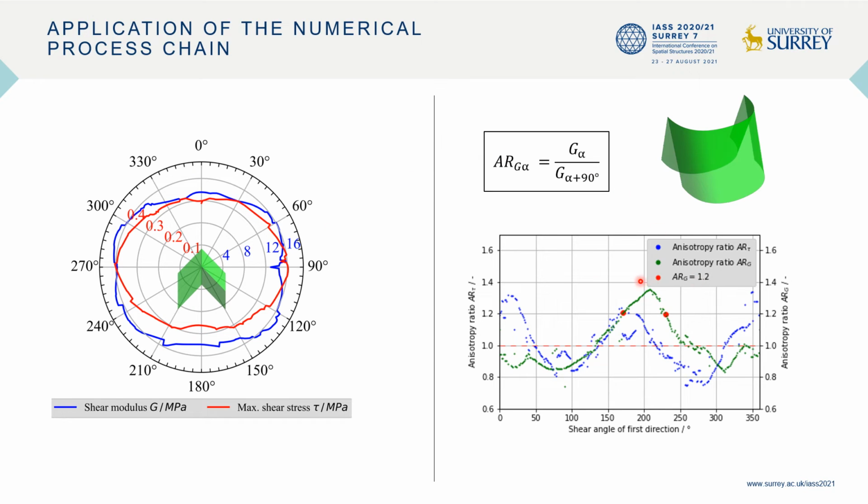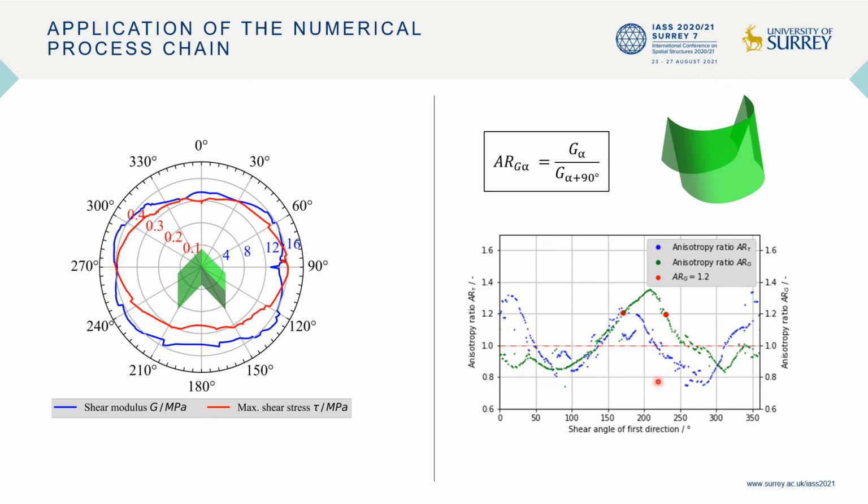A second use case can be seen on the right side. We introduce the anisotropic ratio, which is built by the mechanical parameter in the first shear direction divided by the mechanical parameter in the second direction orthogonal to the first direction. Then we can plot this anisotropic ratio versus the shear angle of the first direction.